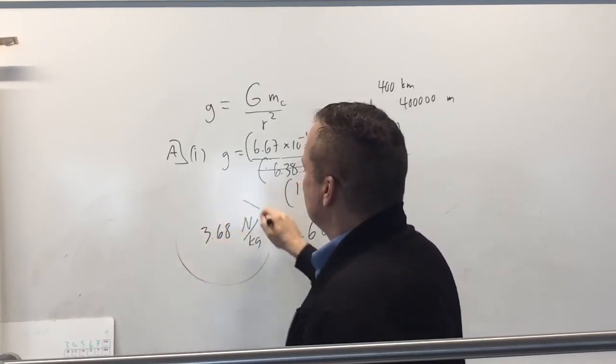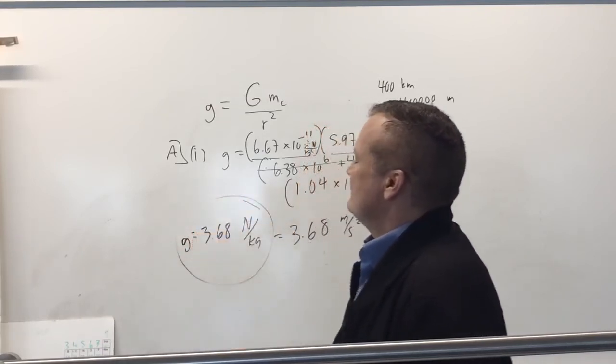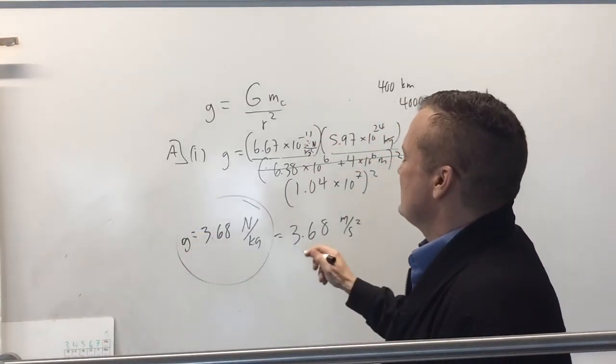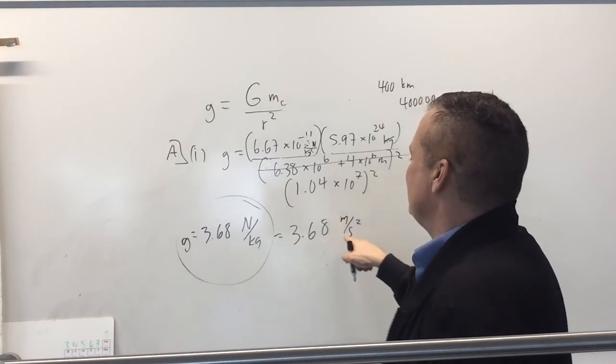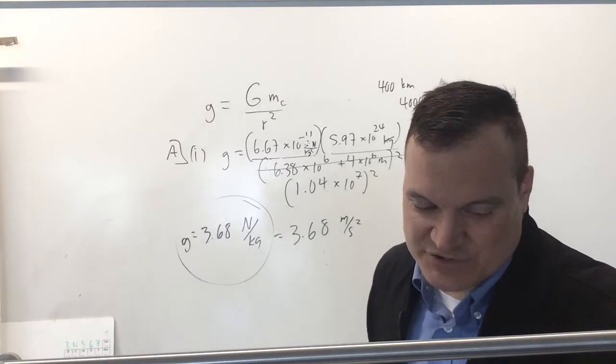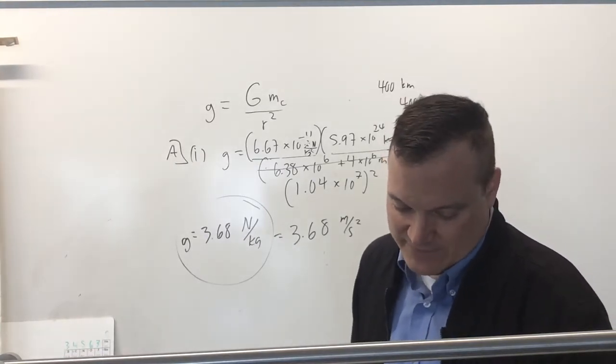So it's strange. For gravitational field, the appropriate unit is 3.68 newtons per kilogram. But if you want acceleration of gravity, it's 3.68 meters per second squared. They're the same thing, just different names. Gravitational field or the acceleration of gravity. All right.